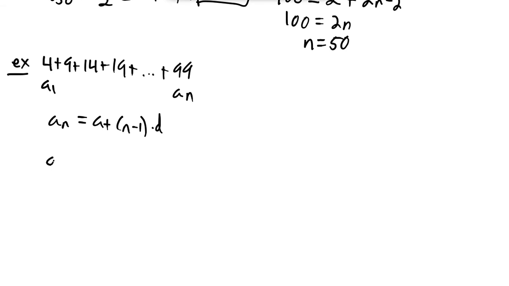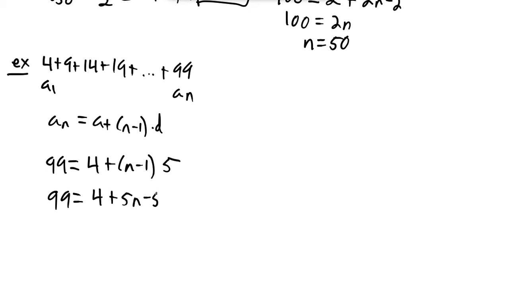A sub n is going to be 99, is equal to a is going to be 4, plus, we don't know what n is, but how much are we adding each time? We're adding 5. So this is saying 99 is equal to 4 plus 5n minus 5, or 5n minus 1 is equal to 99. When you solve for that, you'll find that this is the 20th term. So that's the number we're going to use for that summation equation.